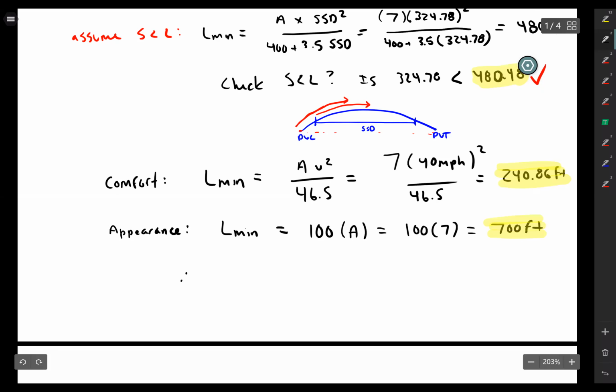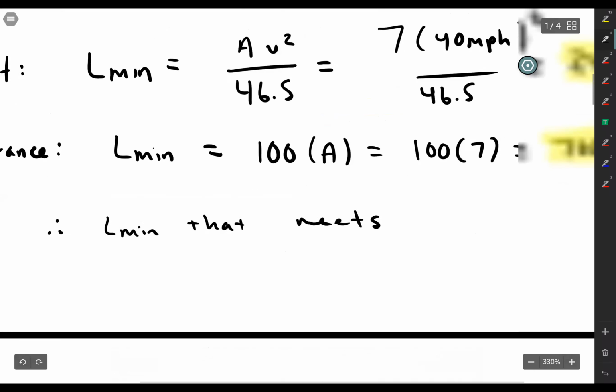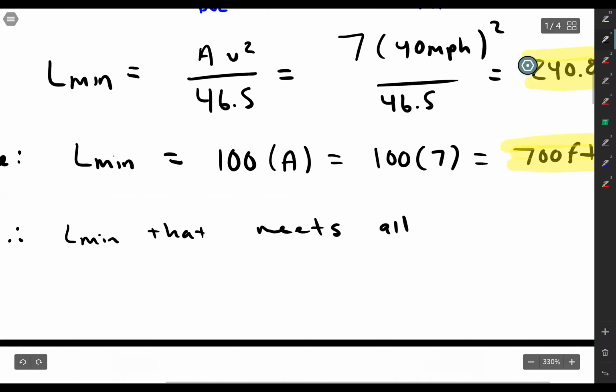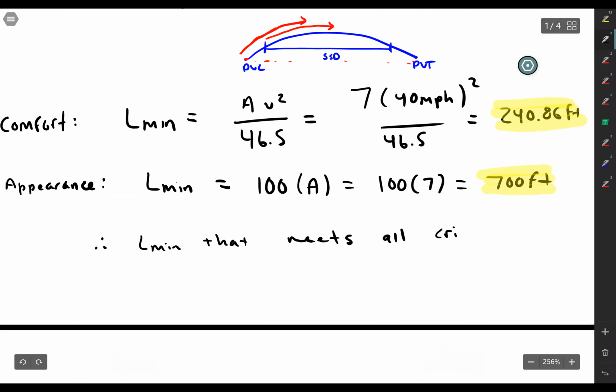So we would say, therefore, L min that meets all criteria is 700 feet.